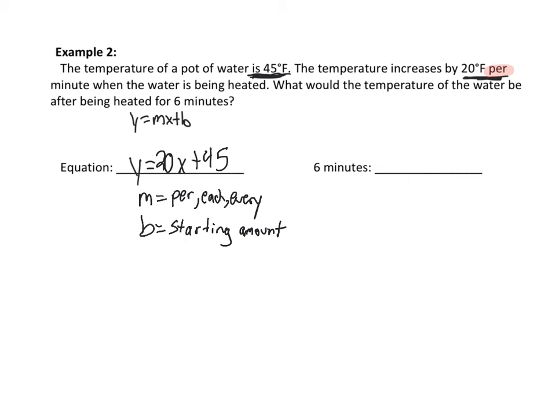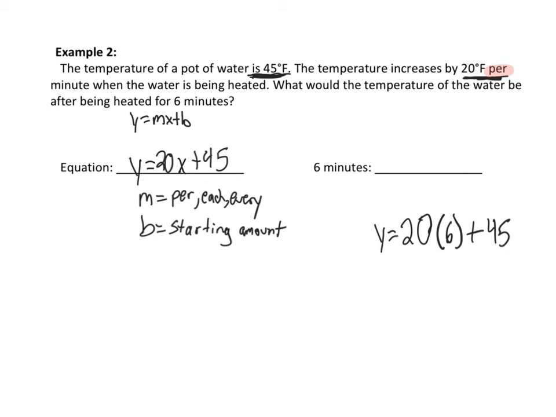Now that we have our equation, we can answer the problem. So it wants to know what would the temperature be of the water after being heated for 6 minutes. So we take our equation, and we're going to plug 6 in for x. Plugging 6 in directly for x. Then we can solve the problem.